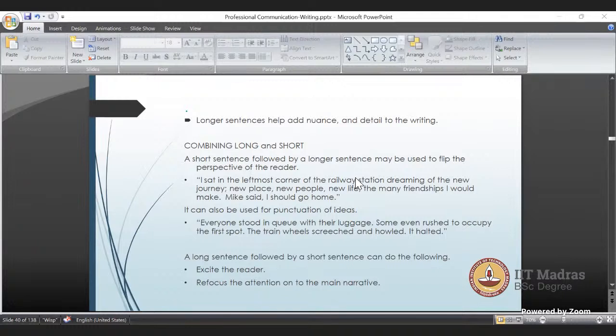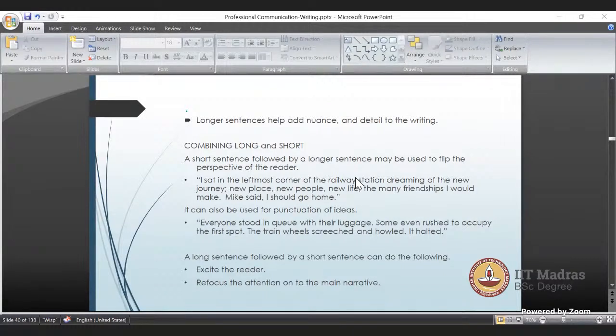So placing the short sentence in the beginning means, logistically and logically, first things first: I want to get your attention. I'm going to put a short sentence, be done with it, and then proceed with the details. So the first thing is to excite the reader. The second thing is to refocus the attention on the main narrative.